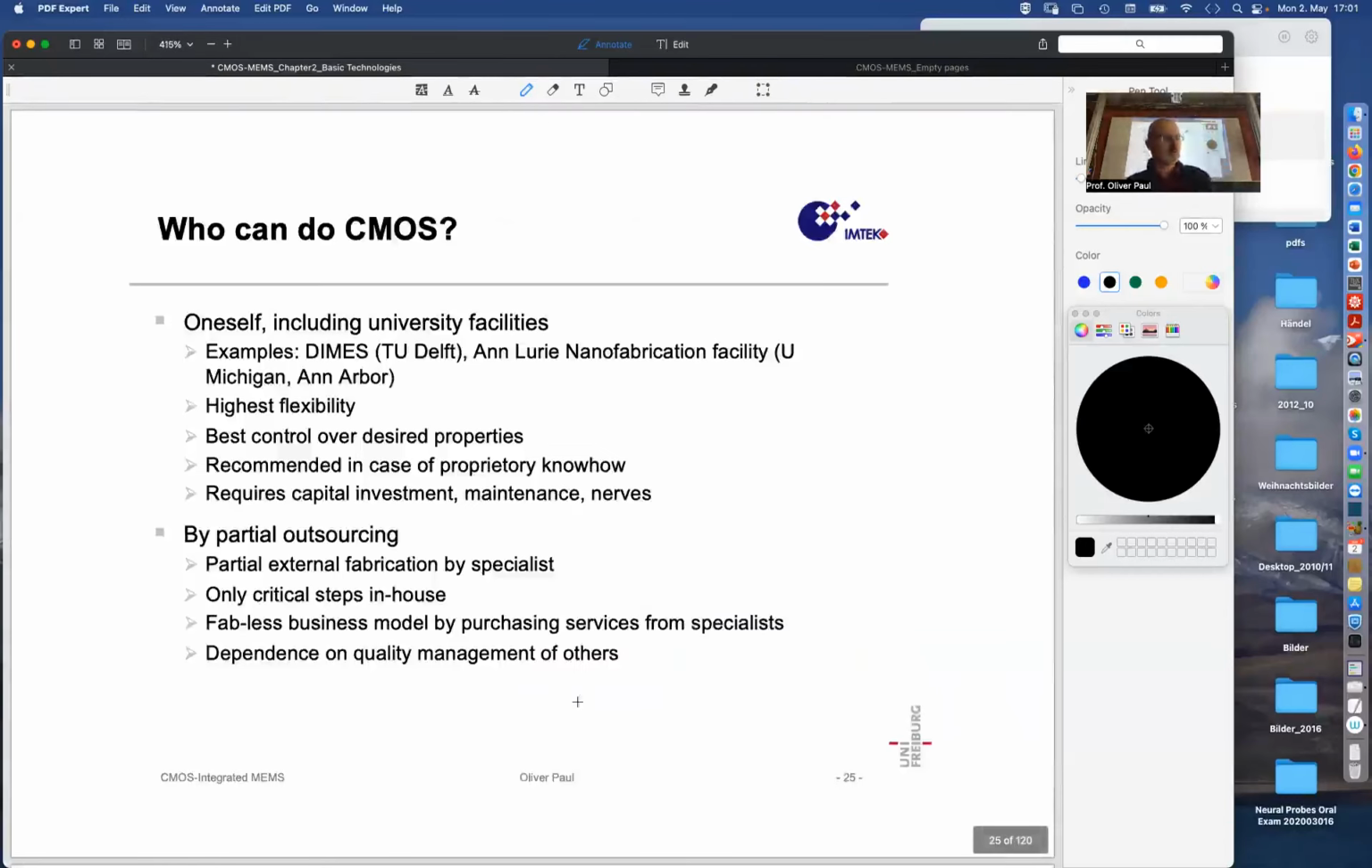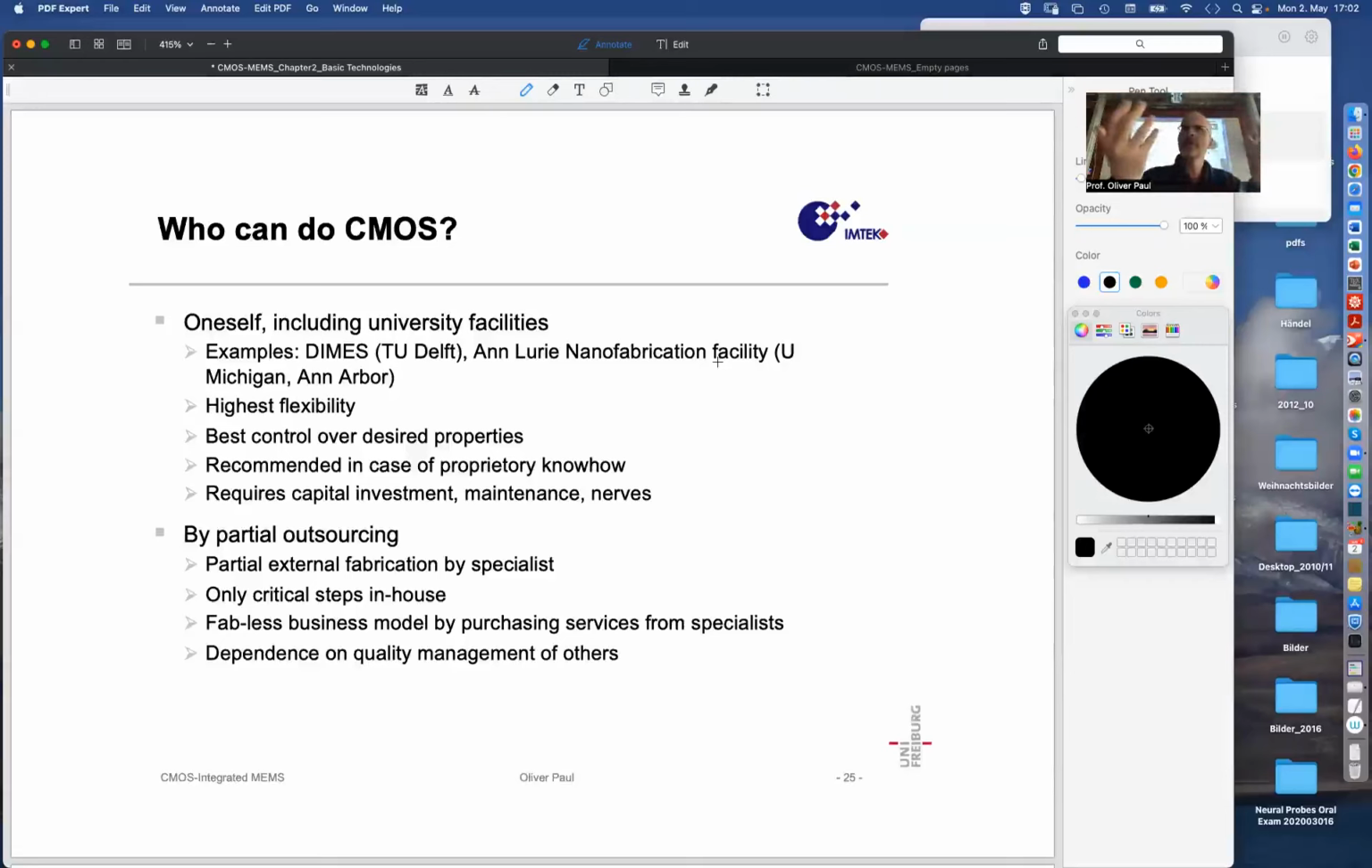So now a few general slides. Who can do CMOS? You need a bit of money to buy some machines. Some university labs have had that money from the state or the national government, like DMES at TU Delft, or the Ann Lurie Nanofabrication Facility of University of Michigan, Ann Arbor.